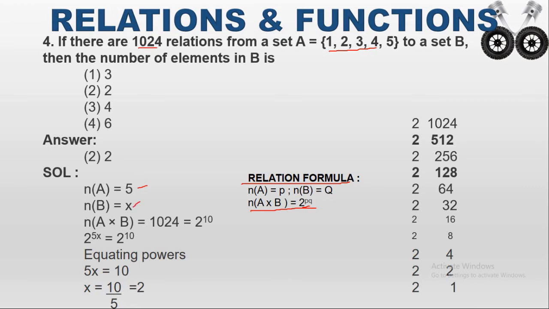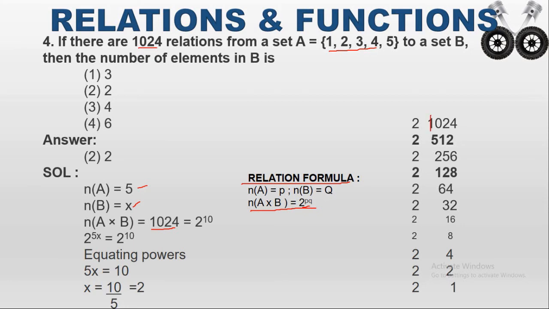Then n of A cross B equal to, so that is the relations. So how many is it? That is 1024. So in the relation formula we have 2 to the power of pq. So I have to convert the A cross B value into 2 to the power of some value, because by equating the powers we can easily find the number of elements presented in set B.